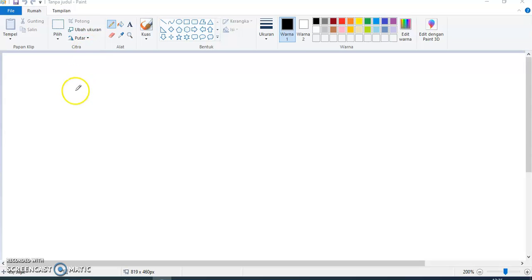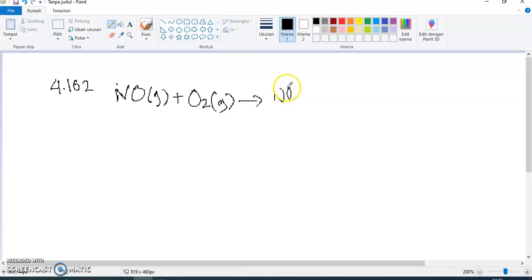Okay, we will discuss the first question, number 4. The conversion of one air pollutant, nitrogen monoxide, into another pollutant, nitrogen dioxide, occurs when nitrogen monoxide reacts with a molecule of oxygen in the air. Please write the balanced chemical equation for this.